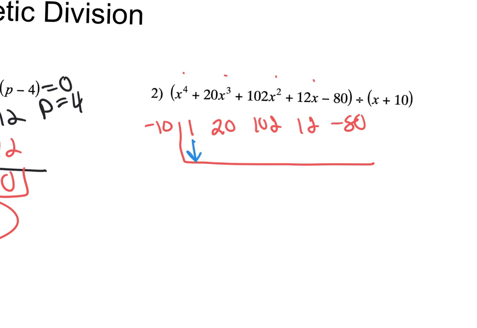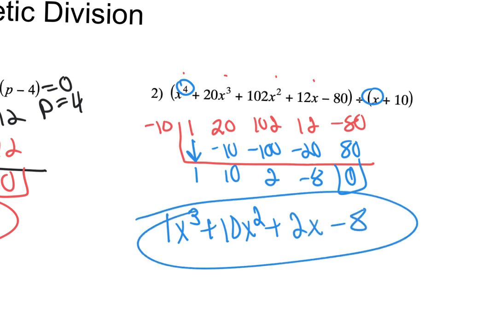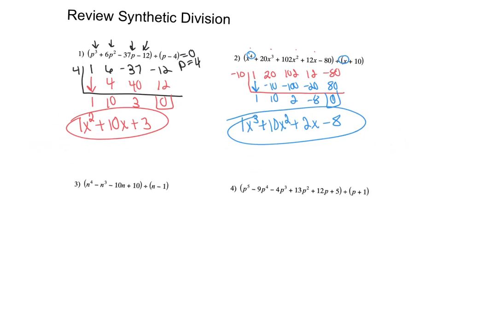So we're going to drop that first coefficient all the way down to the basement, multiply around and add, multiply around and add, multiply around and add, multiply around and add, and we got a 0 for a remainder. Again, we started with a fourth power and divided a first power out, which means our highest exponent in our answer is going to be a third power. So we'd have 1x to the third, and then we just take our coefficients and count down our exponents, plus 2x minus 8.